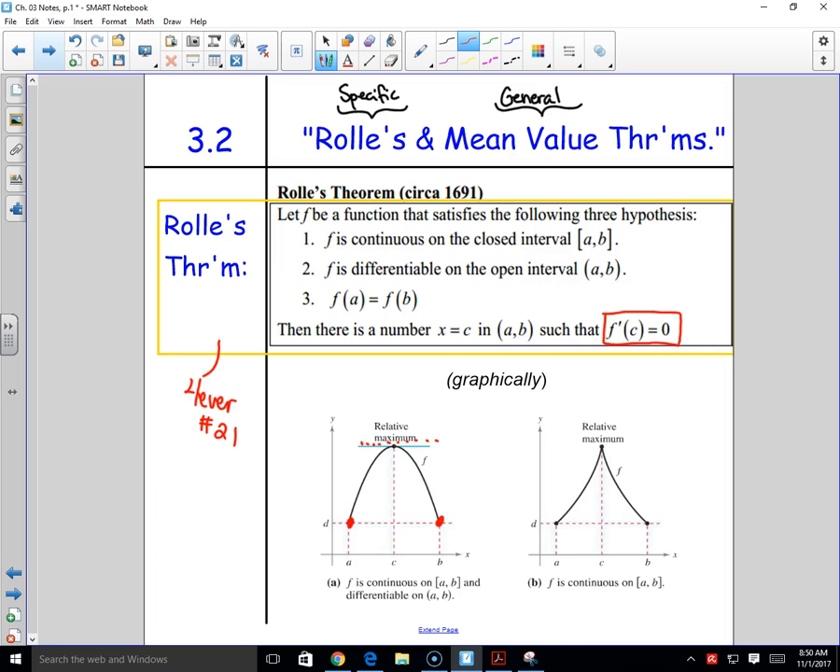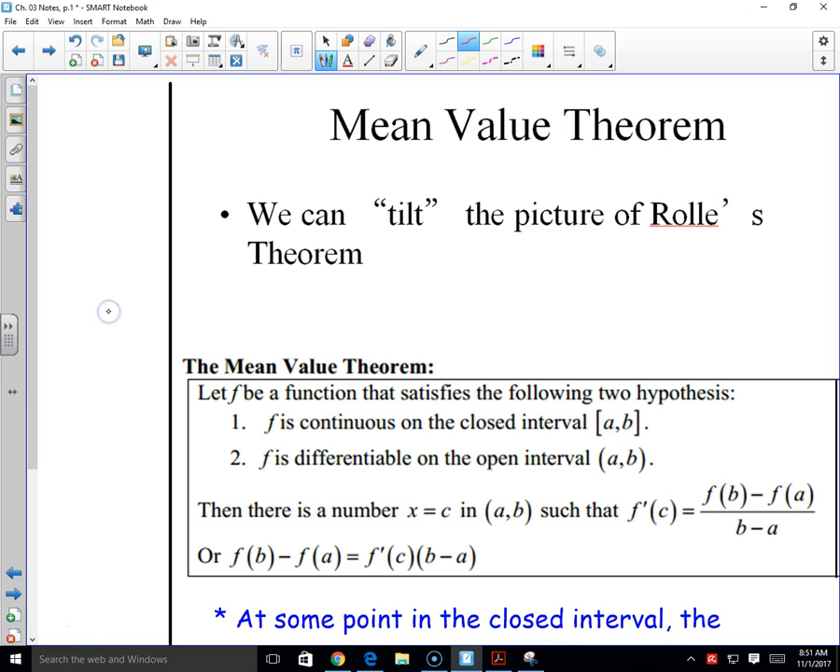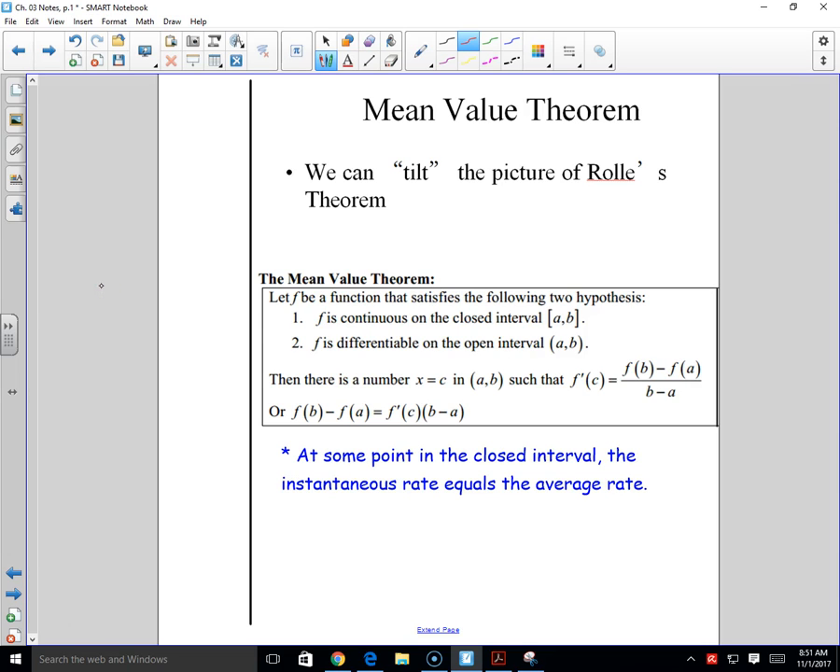Now, that's Rolle's. That's a specific case. That's the derivative has to equal 0, or what must be true to make a derivative equal 0. But the mean value theorem, we're going to write this one down today so that we have the bulk of the wording written down today. Then we'll do the bulk of the problems tomorrow. The mean value theorem basically says you can tilt the picture.